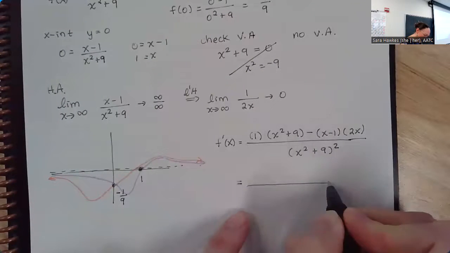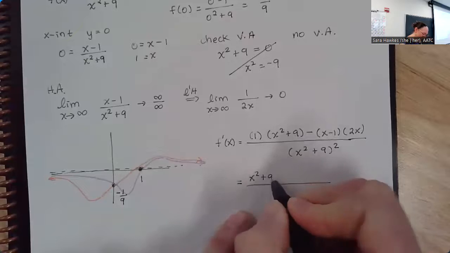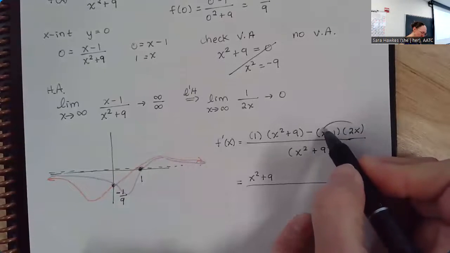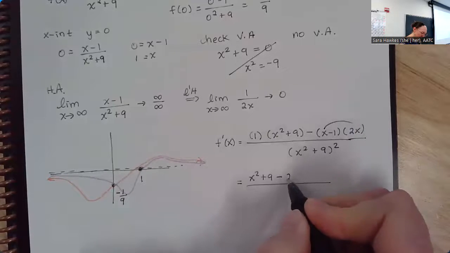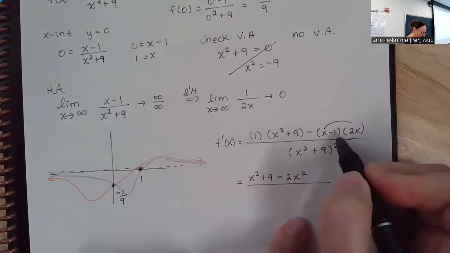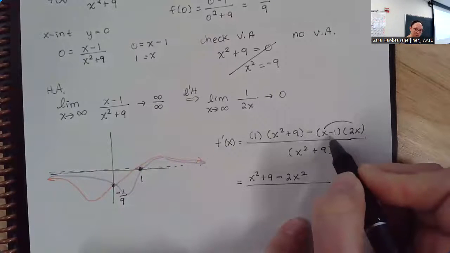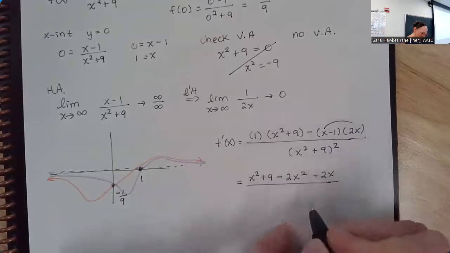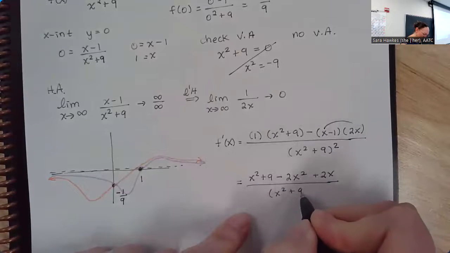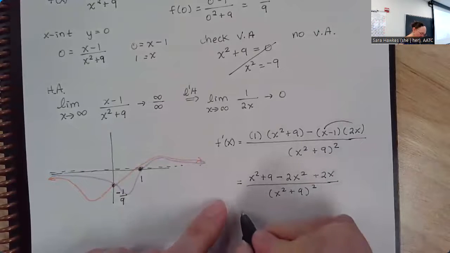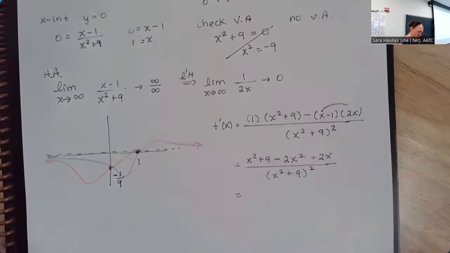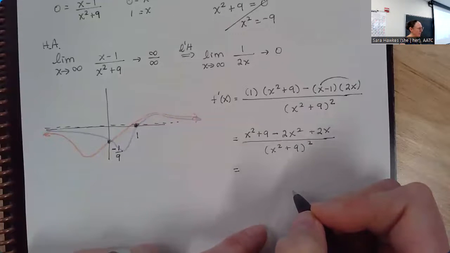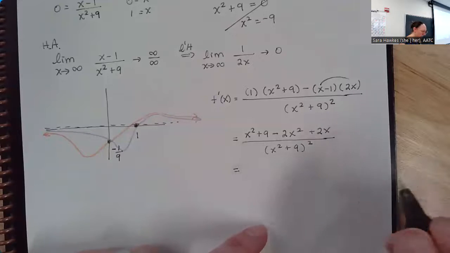So in the numerator, I've got x squared plus 9. And now I'm distributing all of this stuff out. So 2x times x is going to give me a -2x squared. 2x times -1 would give me a -2x, but I got another negative, so plus 2x. So in the numerator, that's not going to factor, is it? That's really unpleasant.